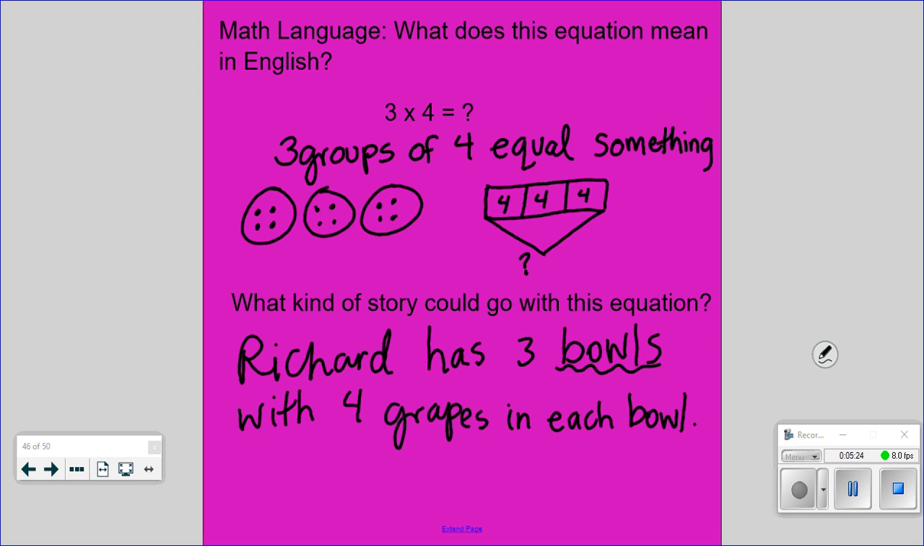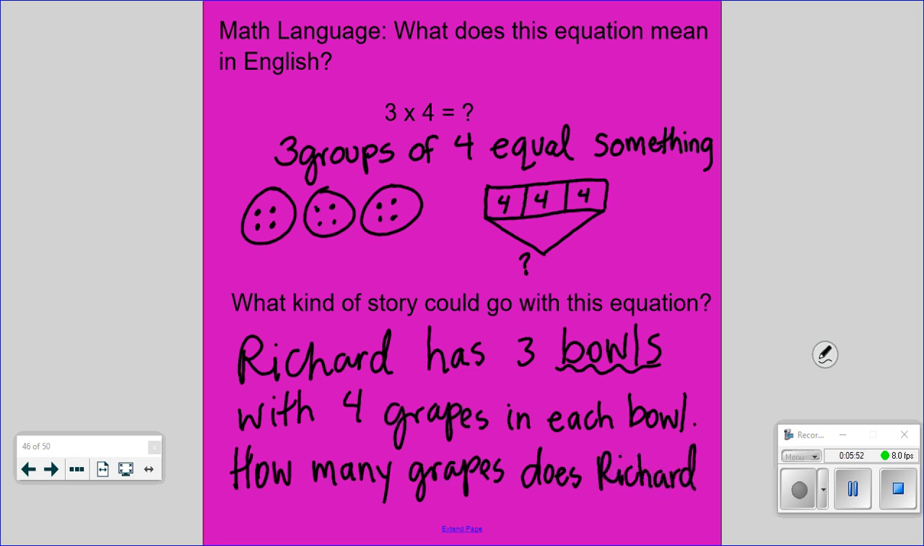Now, Gwen, for this kind of problem, did I know the total number of grapes? No. So could I add a question of how many grapes are there in total? Yes. How many grapes does Richard have? That'll work.